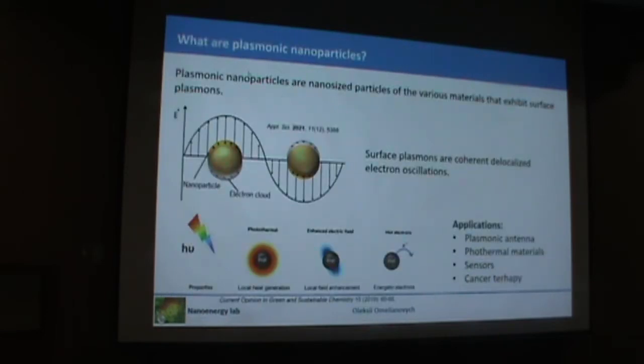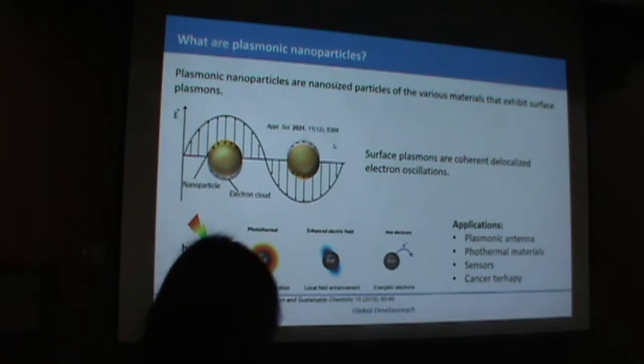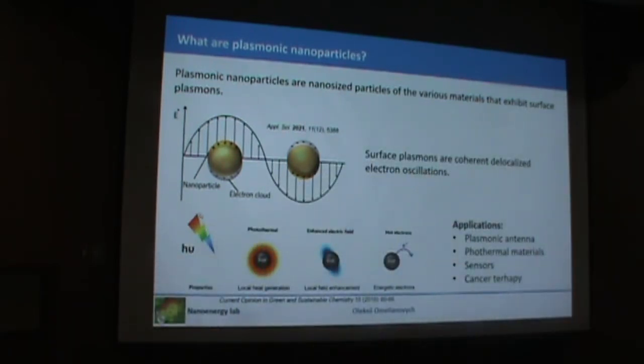So the plasmonic nanoparticles are particles that exceed nano size, and they're made of various materials that exhibit surface plasmons. Surface plasmons are coherent, delocalized electron oscillations. It is related to the higher concentration of the electrons near the surface in certain materials that oscillate. And plasmonic nanoparticles exhibit certain properties when they interact with electromagnetic radiation.